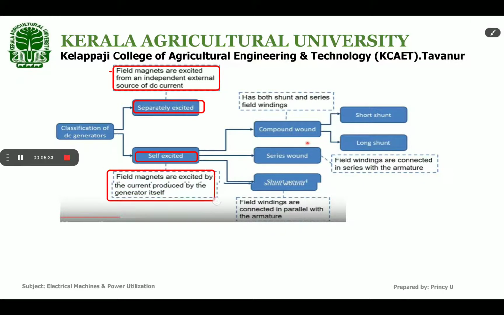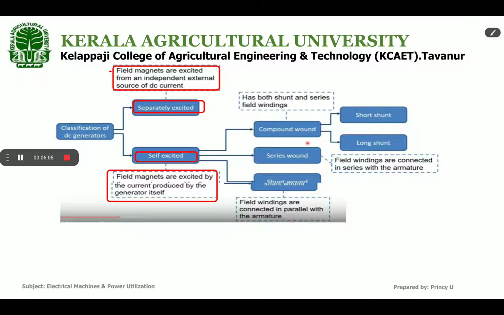Now, a self-excited DC generator means the field magnets are excited by the current produced in the generator itself. The current produced by the generator is used to flow through its magnetic field as well. That is when it becomes excited. Now these are the main classifications: separately excited and self-excited.